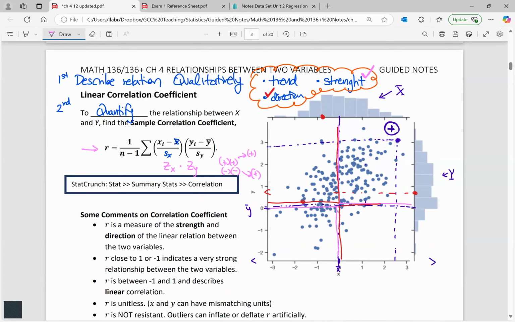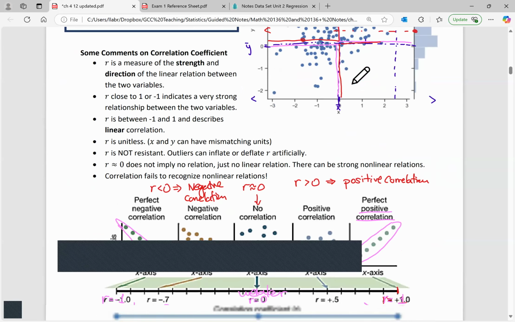So only go ahead and compute the linear correlation coefficient if you have already observed the relationship and described it qualitatively, because now you want to justify the fact that the trend I observed in my scatter diagram is in fact positive or negative, and it is in fact strong or weak.